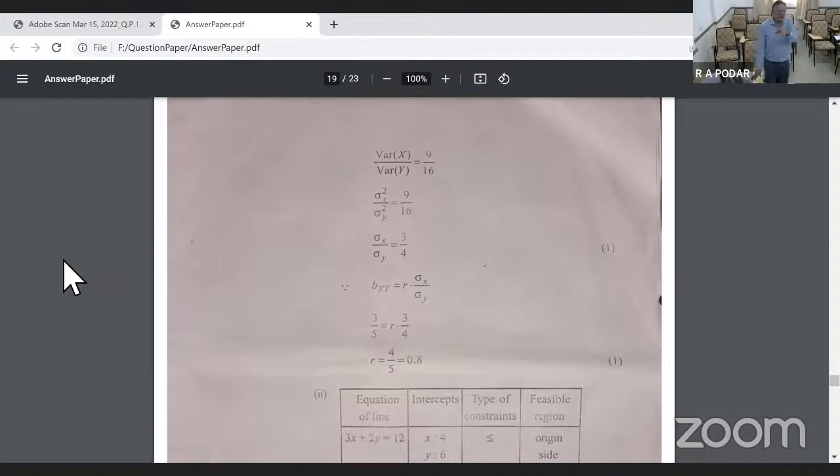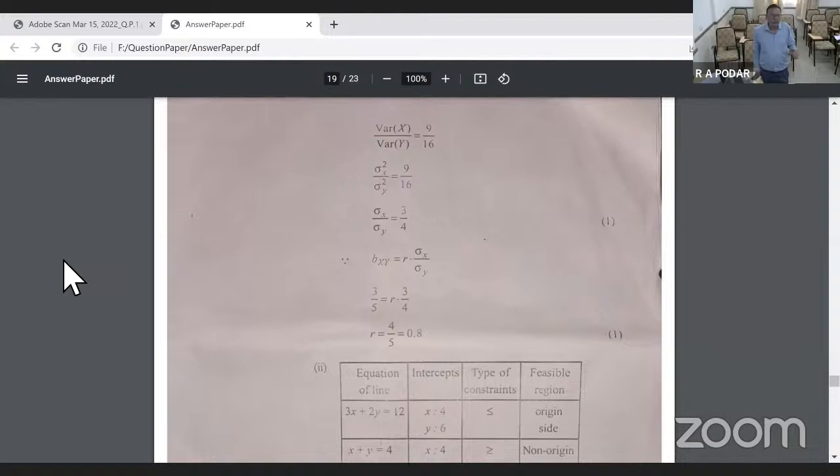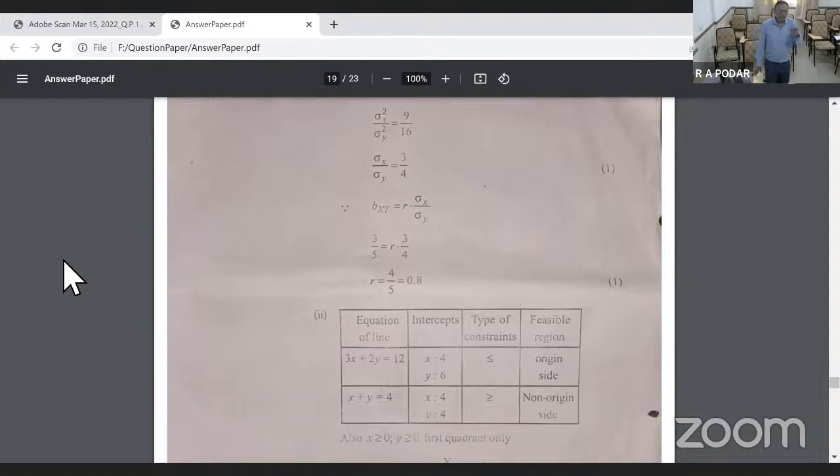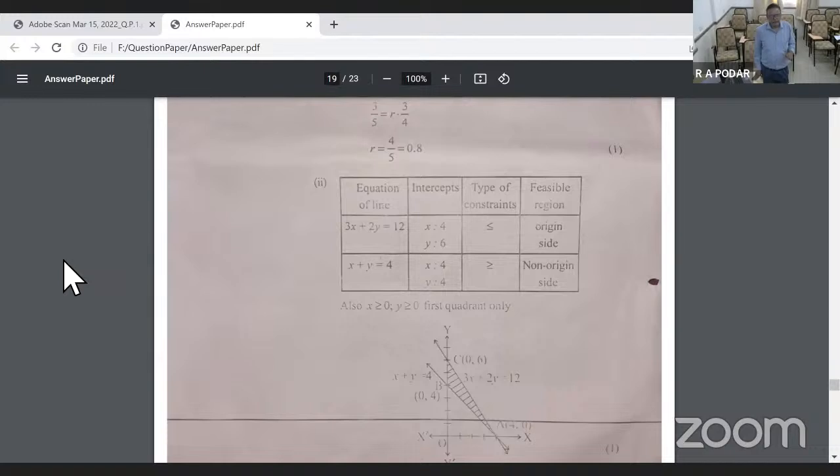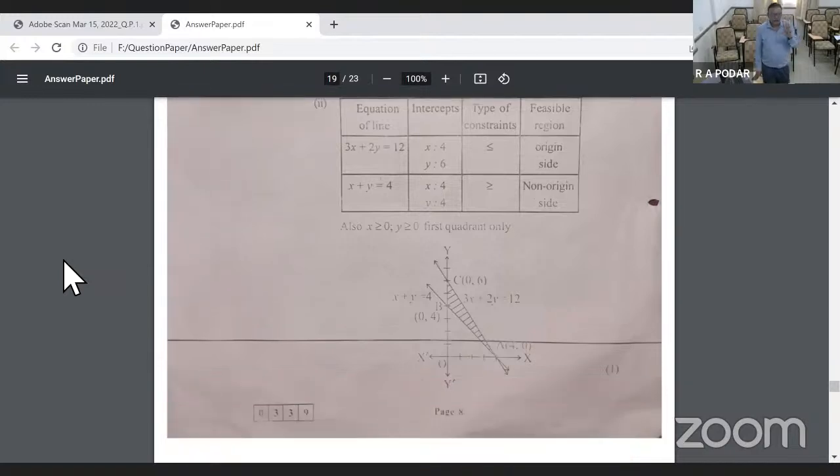So this ratio you have to find out, and then the variance of x and variance of y you write down in the notation form. So by taking the square root, you get sigma x upon sigma y is equal to 3 by 4, and then substitute in the formula for byx. So byx is given as 3 by 5. So r you have to find out. So r you are getting 0.8, and then next is LPP.